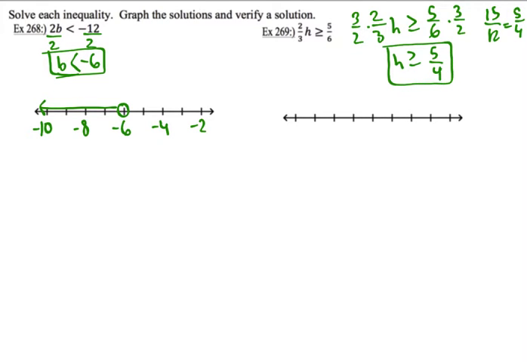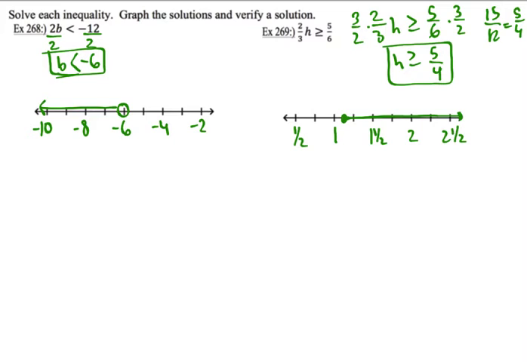So on my number line, let's go ahead and count by halves. So 1/2, 1, 1.5, 2, 2.5, and 5/4, that's 1 1/4, filled in boundary, so a closed boundary. And the h is greater than, so my arrow needs to go to the greater than numbers. And there is my solution.